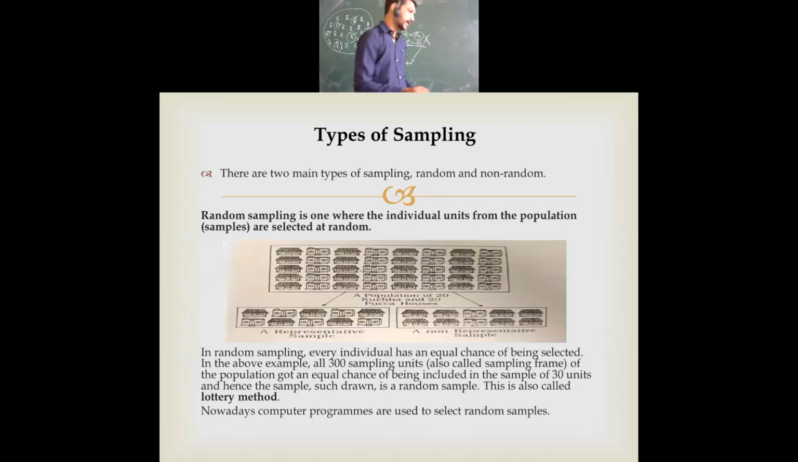Okay. Nowadays computer programs are used to select random samples. Now this lottery system, what is there? Computer programs are being used over here to do this. Till here, this lottery method we also call random sampling. You can check it out later.